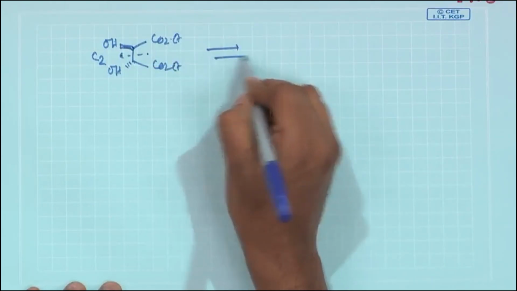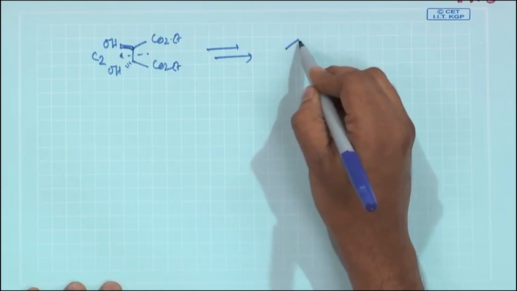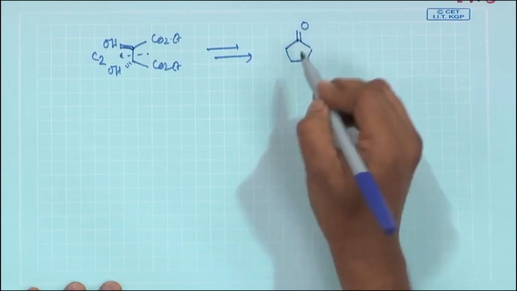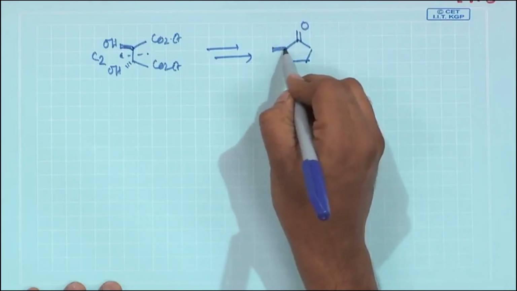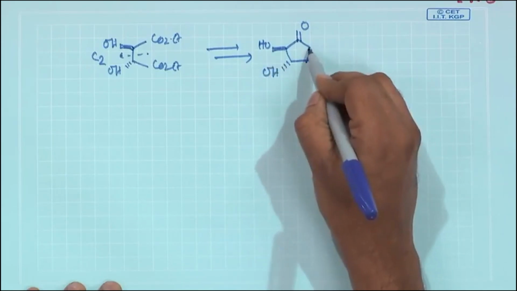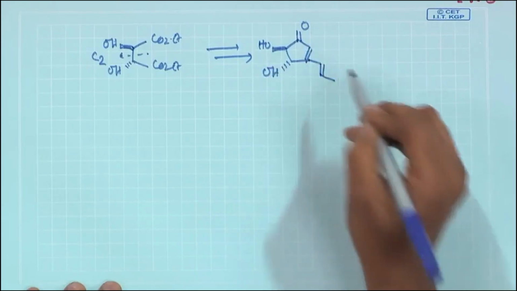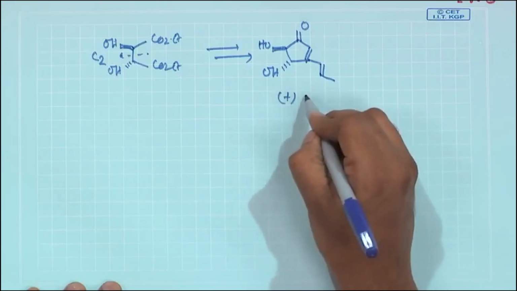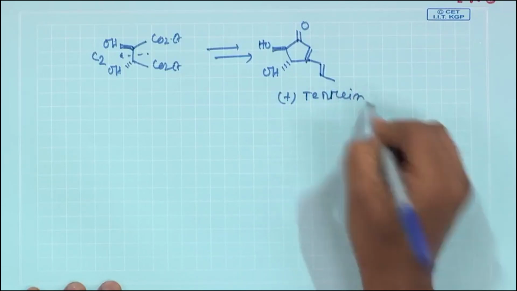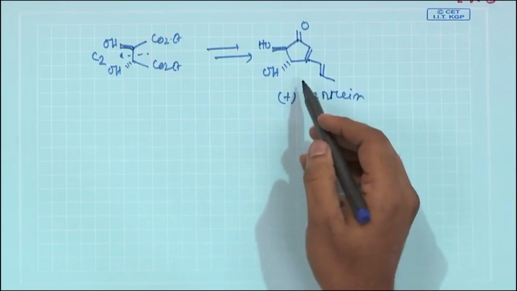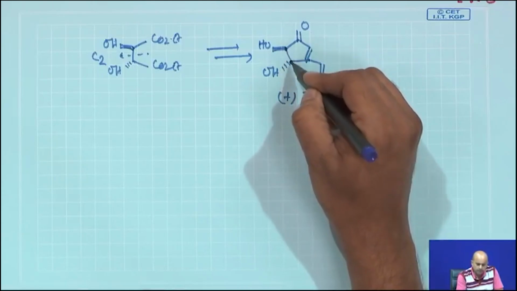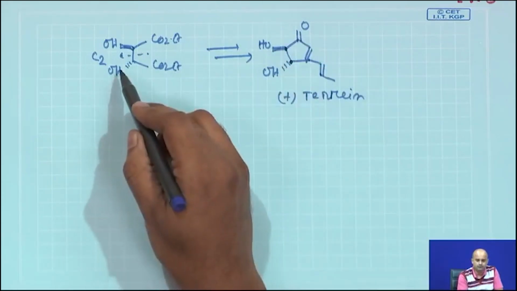The target molecule which needs to be constructed from here is a natural product whose structure is cyclopentenone based. Its name is plus terrein. Now, if you do a structural analysis for terrein, you will see that the 2 stereocenters of this target molecule are coming from this tartaric acid.